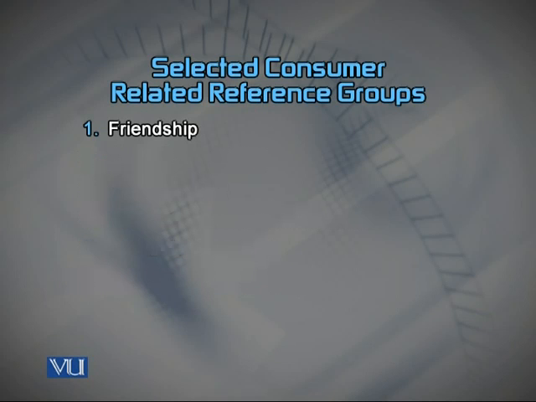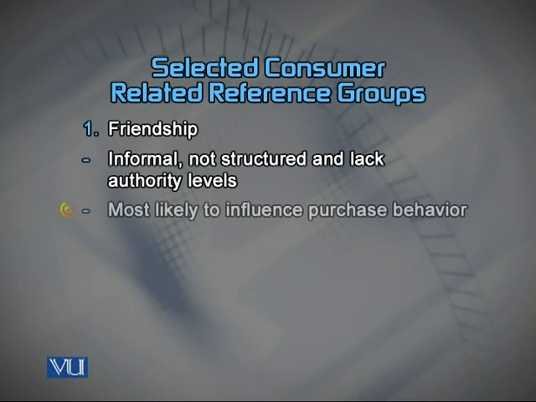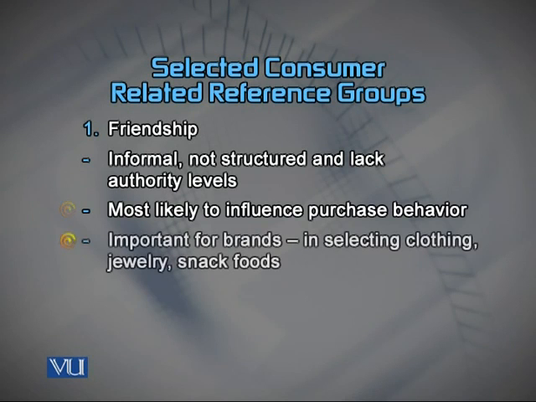So the first one we look at is the friendship group. What is that? It's basically very unstructured, lacks authority. However, it is the most influential. That is what is important. Friendship groups are very important in terms of what we buy for our dresses, the kind of fast food that we take, simple jewelry, fashion jewelry that we use. All these are directly influenced by the friends group.